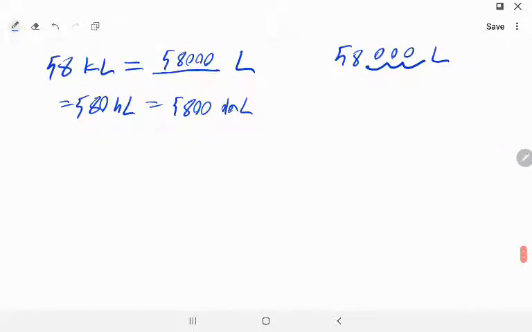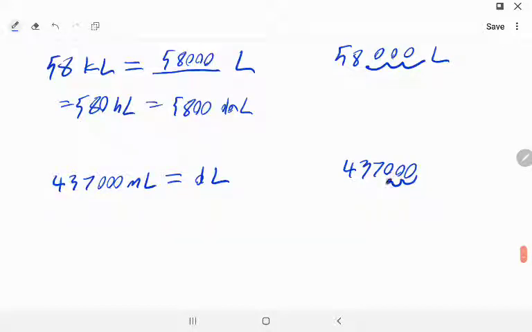And if we had, say, 437,000 milliliters, not a good way to have it measured, and we wanted to know how many deciliters that was, we just move 2 to the left. So we can start with that 437,000, move 1, 2 to the left, and that's going to give us 4,370 deciliters.